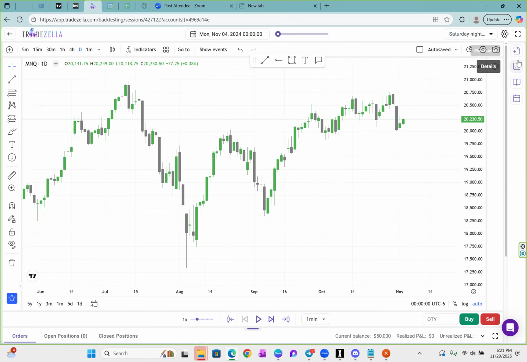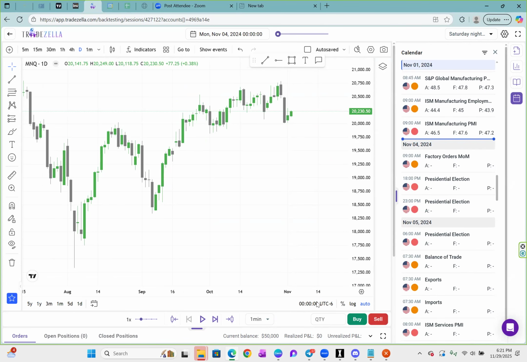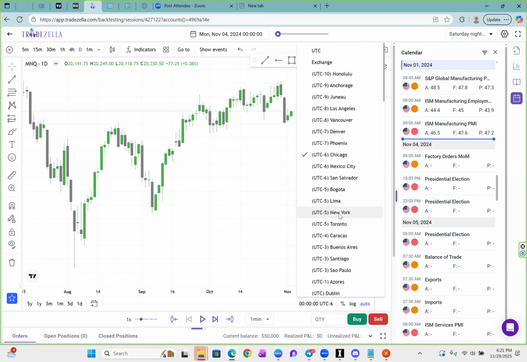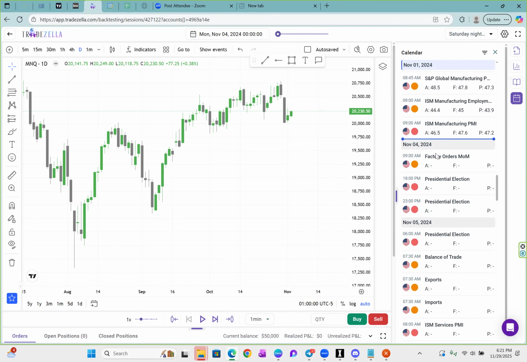Okay, over here, I'm going to explain this as we start trading, but I will say the calendar will tell you if there's any high impact news coming. Okay, so I like to make my chart New York. And as you can see, we have some medium and high impact news for November 4th.